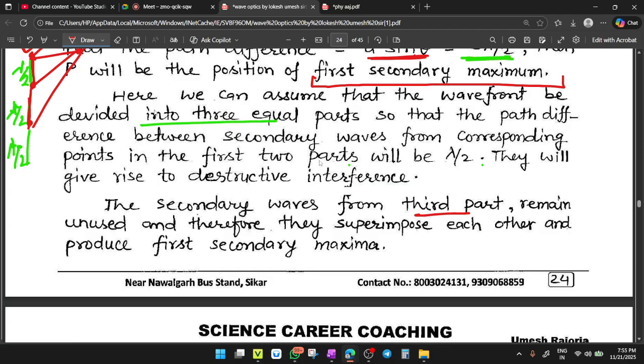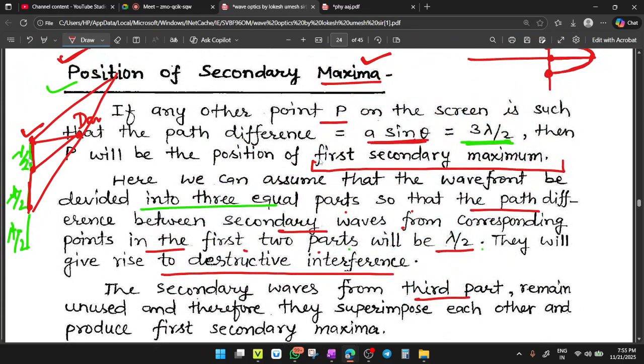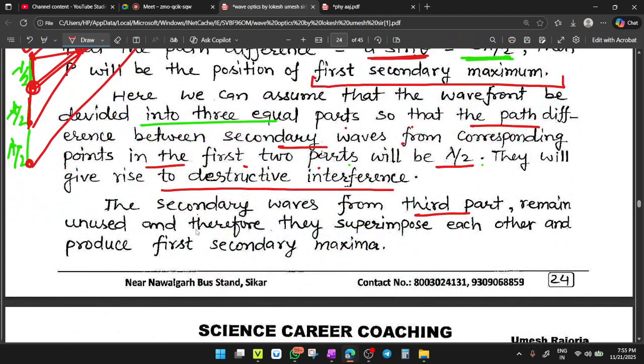Here we can assume that the wavefront can be divided into three equal parts so that the path difference between the secondary waves from corresponding points in the first two parts will be lambda by 2. They will give rise to destructive interference. The secondary waves from the third part remain unused and therefore superimpose with each other, producing the first secondary maxima. Now the waves from here and here, clear? Check the path difference. Again, here it is equal to lambda, so they will give a secondary maximum.